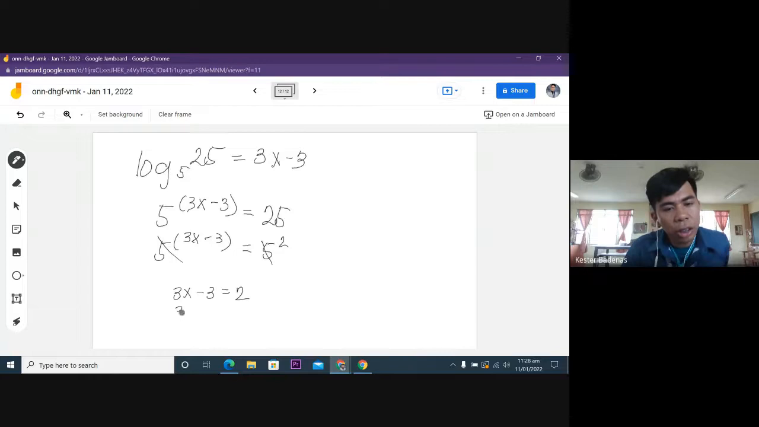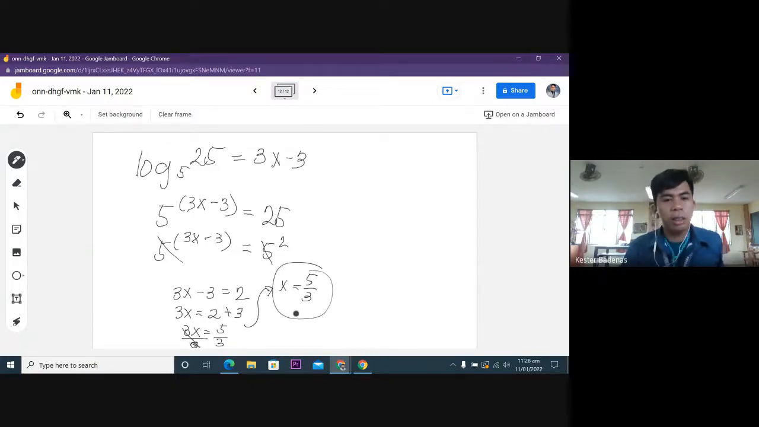Simplify further. 3x is equal to 2. Lipat si negative 3, magiging positive. 3x is equal to 5. So, dito na siya. Divide both sides by 3. Ayan. So, magiging x is equal to 5 thirds.